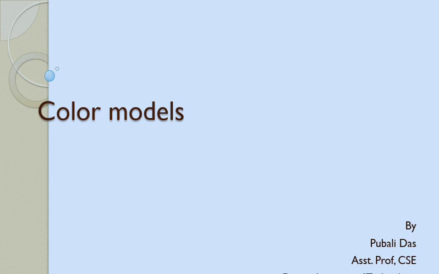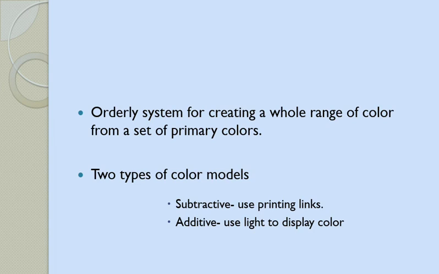In this video, I am discussing color models in computer graphics. A color model is an orderly system for creating a whole range of colors from a small set of primary colors. There are two types of color models, those that are subtractive and those that are additive. Additive color models use light to display color, while subtractive models use printing inks. Color perceived in additive models is the result of transmitted light, and color perceived in subtractive models is the result of reflected light.